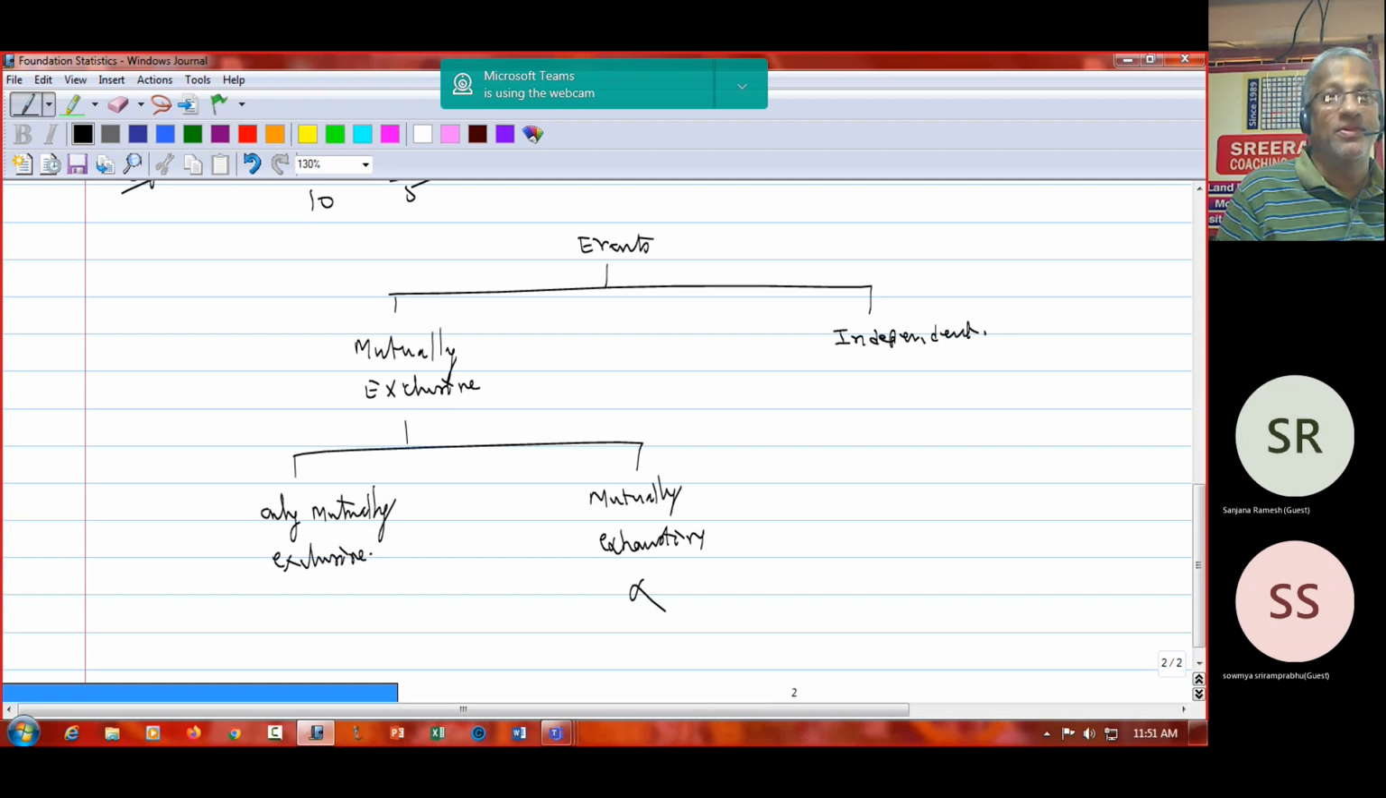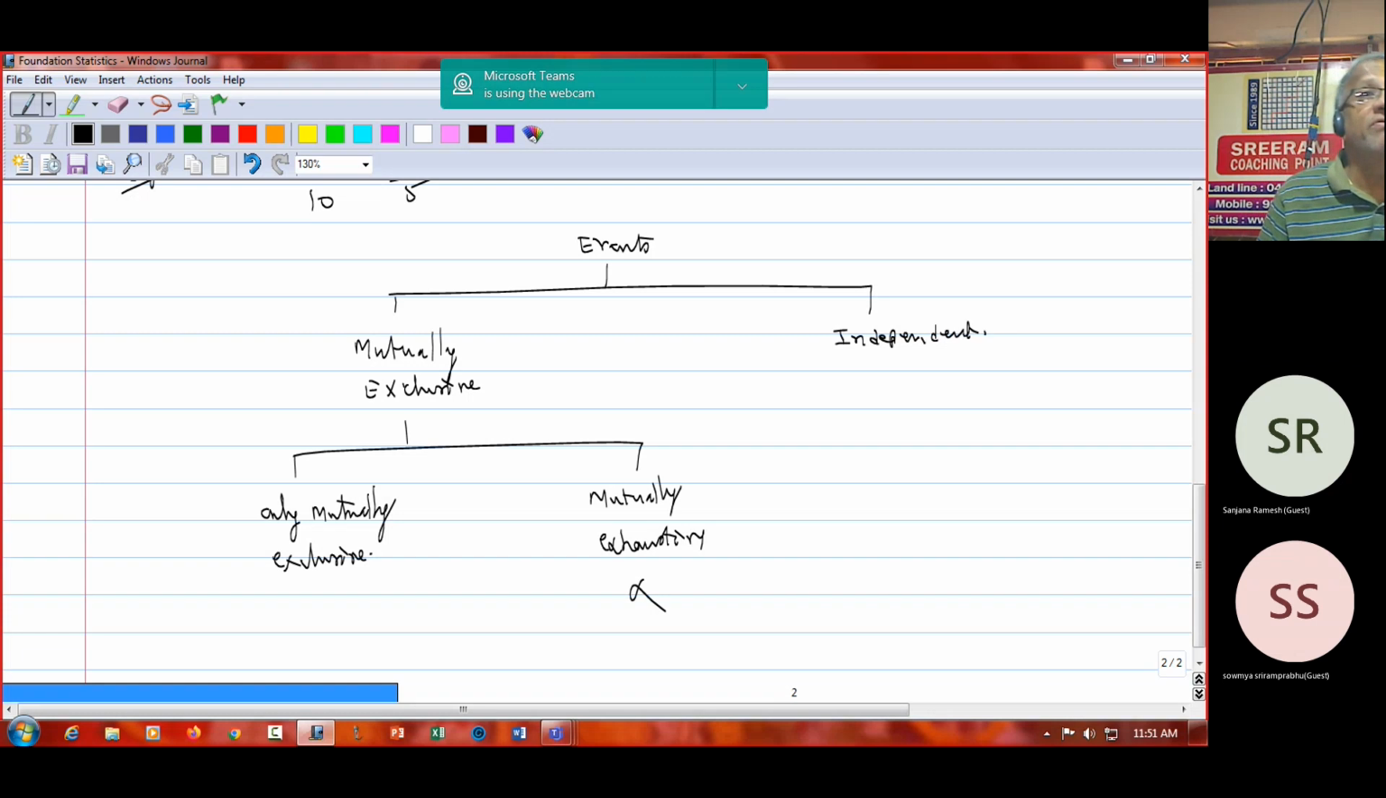Mutually exclusive, you are right. Sun would shine only during the day, whereas raining can happen either during the day or in the night. Simple example. When you give an example, it should get formed into your mind. Don't try technical explanation.